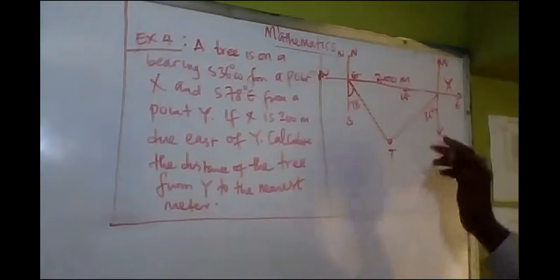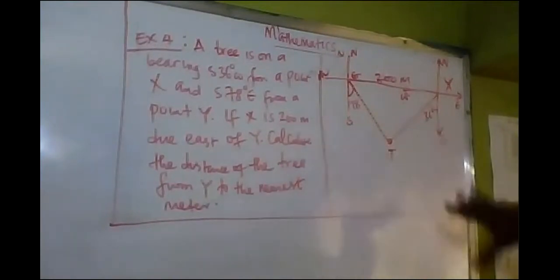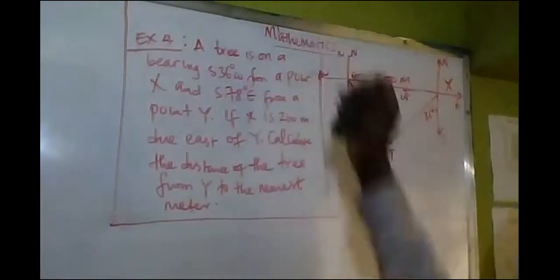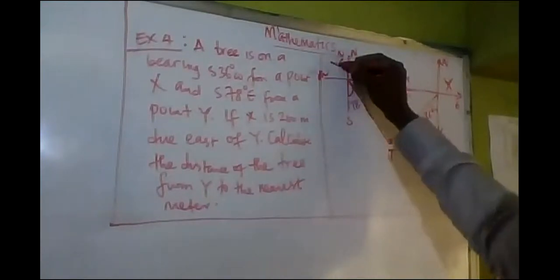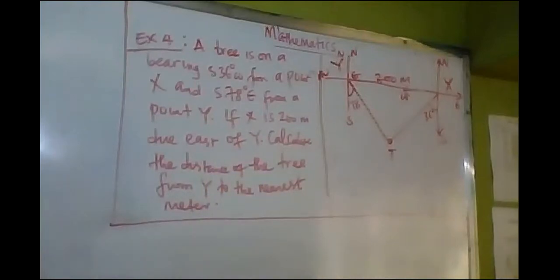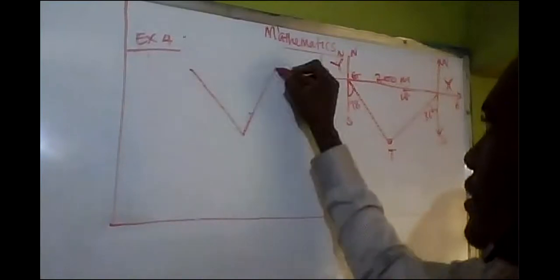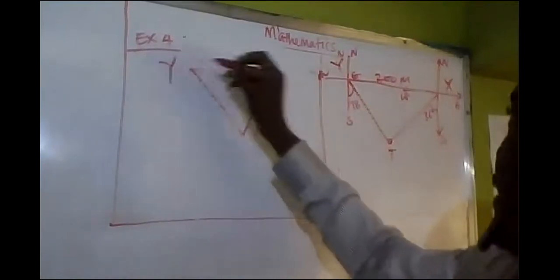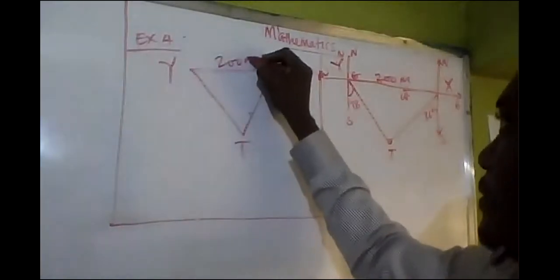In order to solve it, you bring out the smaller diagram. From this diagram, I can continue now. We are looking for YT, the distance from T to Y. Calculate the distance of the tree from Y. Okay, so I'll clean this now and draw the smaller diagram. We use that smaller diagram to solve this. This is your Y. This is your X. This is the tree T, 200 meters.